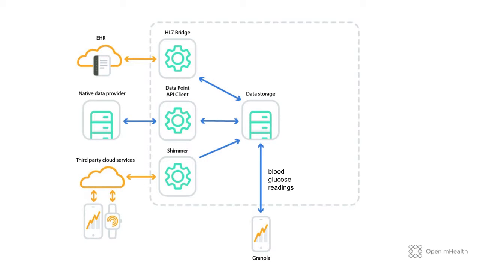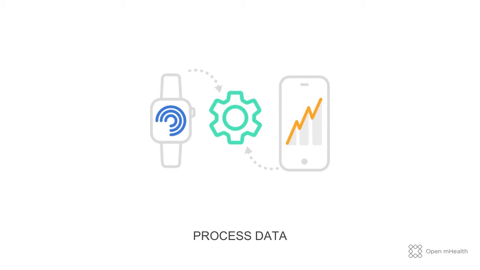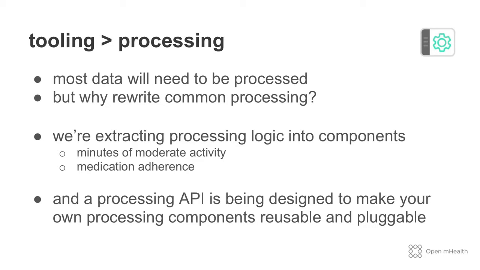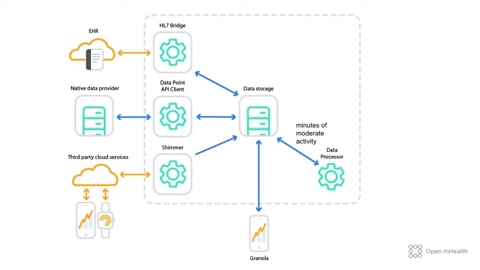Now that you've got all that data sitting there, you have to do something with it. One use case we've seen is that clinicians don't really care about your steps. They care about how active you are, and that means calculating minutes of moderate activity. To do that, we've started building processing components which reach into the data storage component, pull out data, crunch it, and put the results right back in. The idea is that you don't want to reinvent the wheel. If we calculate minutes of moderate activity and that's open source, you don't have to do that. You can just use the same component and drop it in. And it's sitting there on the bottom right.